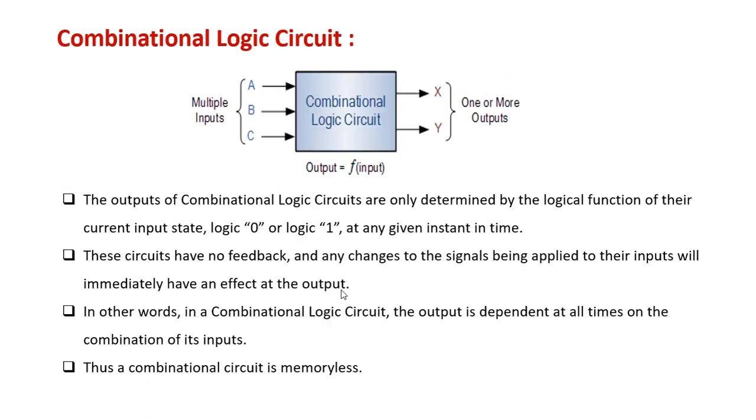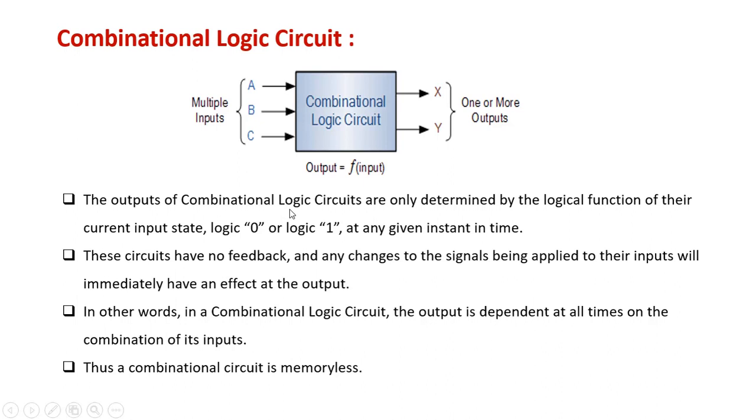Now, before going to adders, let's discuss combinational logic circuit. Adder is basically a combinational logic circuit. Now, what is a combinational logic circuit? This is a block diagram of a combinational logic circuit. You are giving inputs and you are getting outputs. There is no feedback. That means no part of the output is going back to the input.